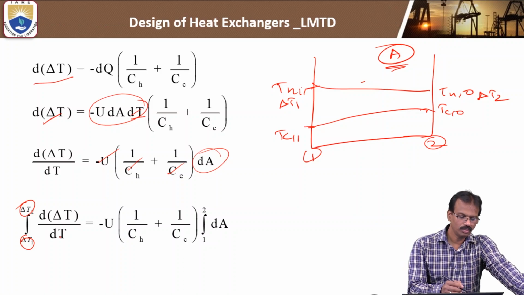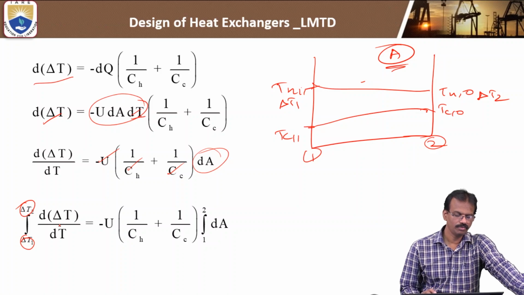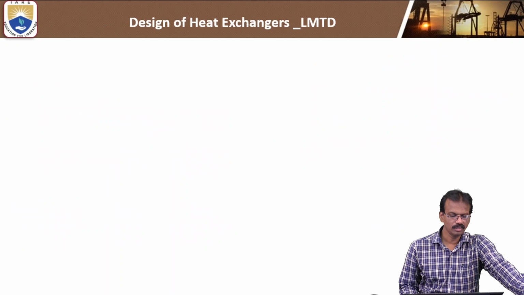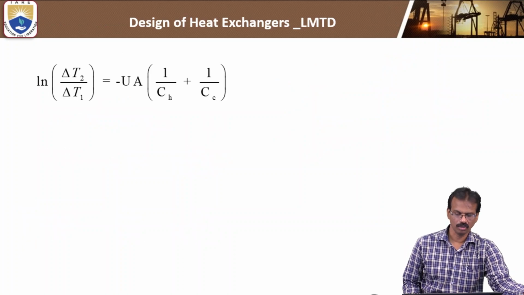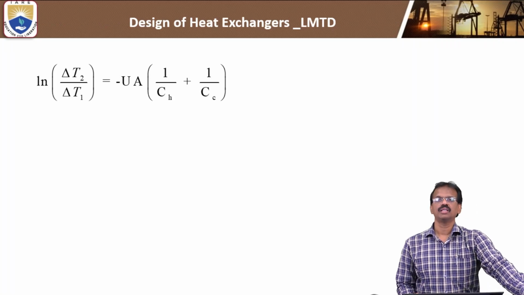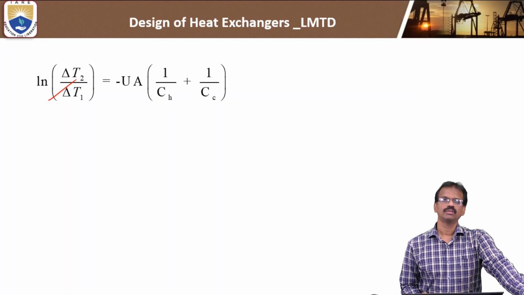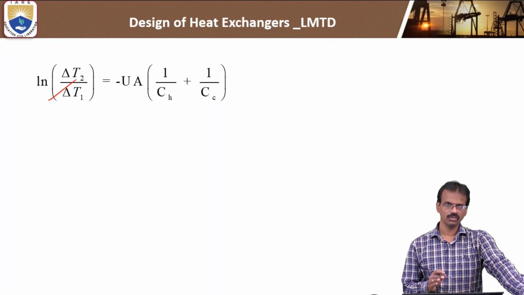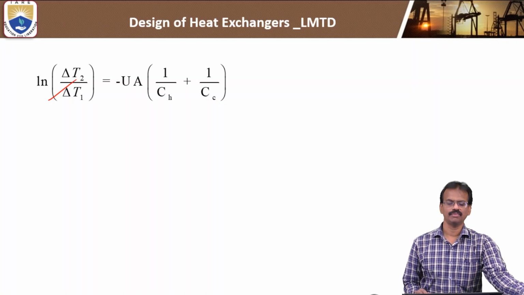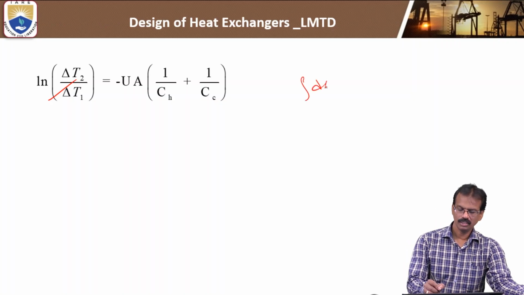Okay, so here the integral of derivative of delta T by delta T is equal to this one: log of delta T2 by delta T1, because it is the log of 1 by delta T. If you substitute the limits, then we will get ln delta T2 by delta T1. You can rewrite it like this: ln of delta T2 by delta T1. Next, the integral of dA is nothing but the area.